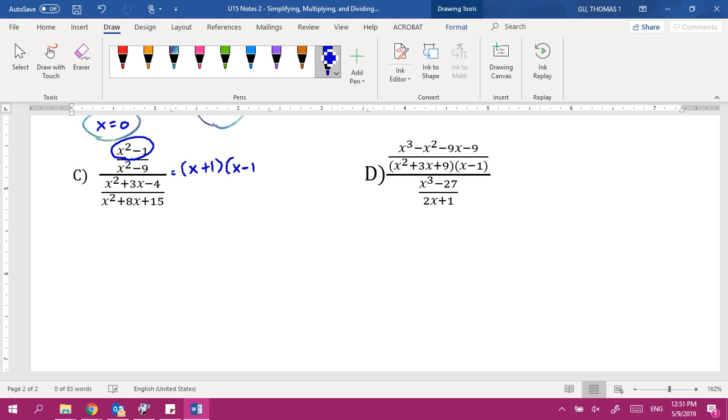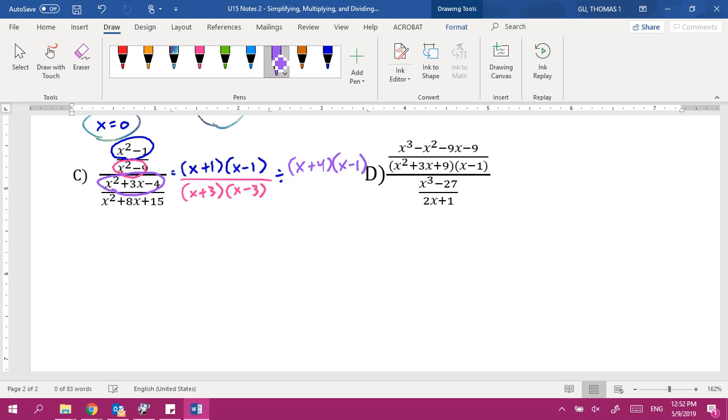Okay, next we're going to factor out the x squared minus 9. What does that factor out to? Right, x plus 3, x minus 3. Then look, we got the division bar, so that's a dividing sign, so we write divided by. And now we're going to factor out the second fraction. x squared plus 3x minus 4 factors out to? x plus 4 and x minus 1. Right, x plus 4, x minus 1.